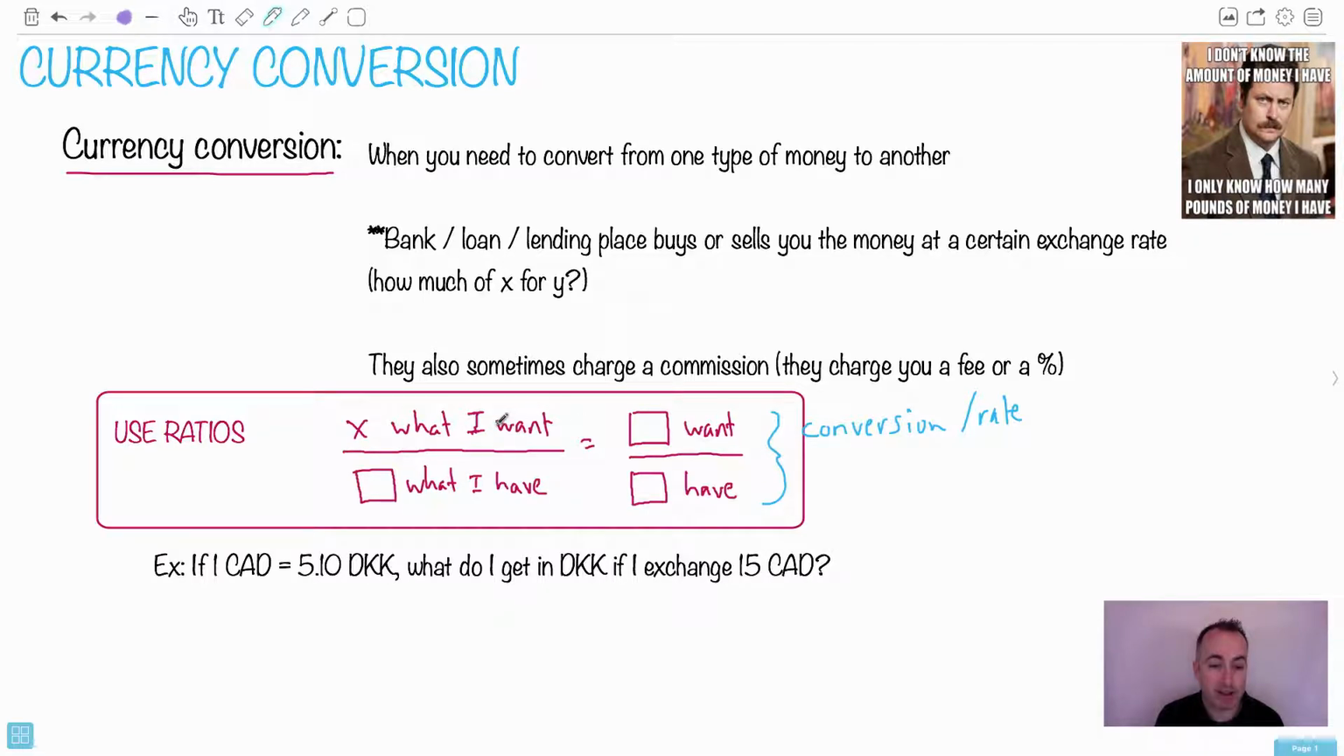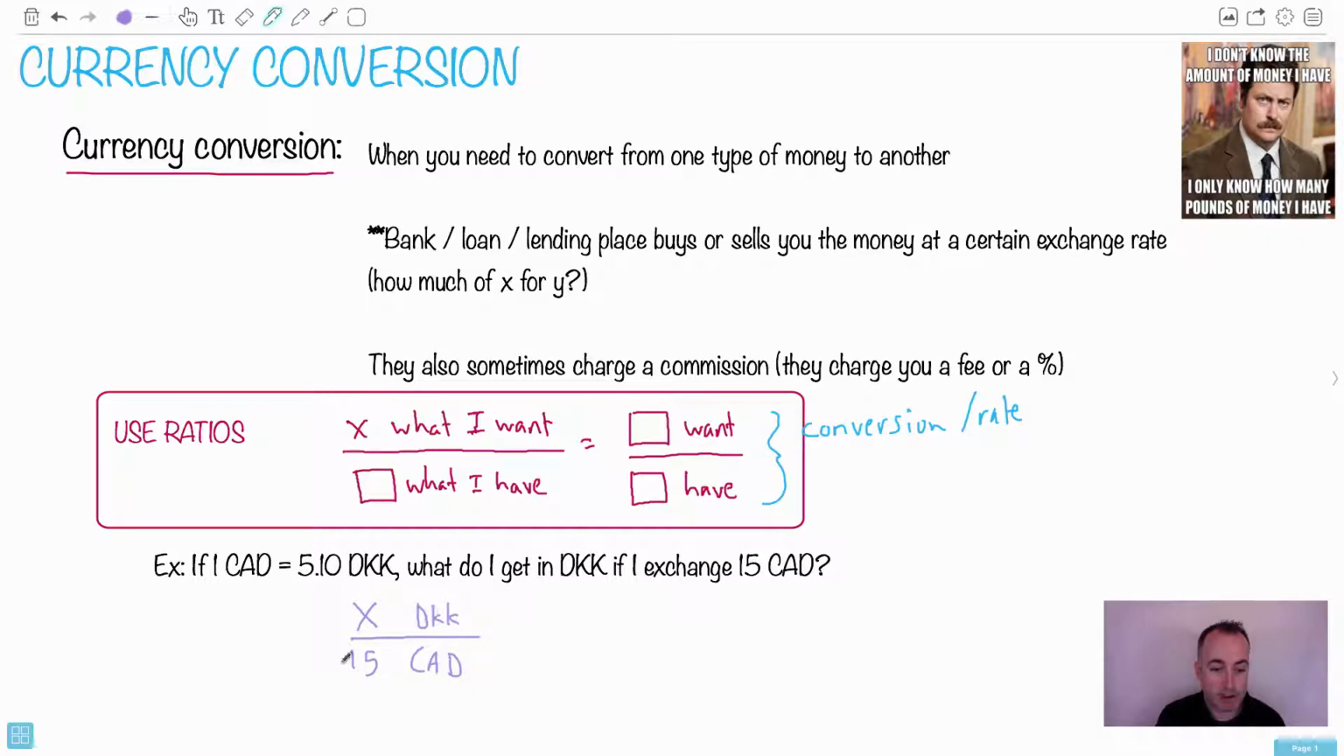What is it that I want to get? You notice I want kroner. So I'm going to put X, that's the thing I want, and I'm going to put in the units of the thing I want. So X DKK, right? I want to do that over, what do I actually have? Well, I have 15 CAD. So see what I've done here? I've made the first part of this ratio.